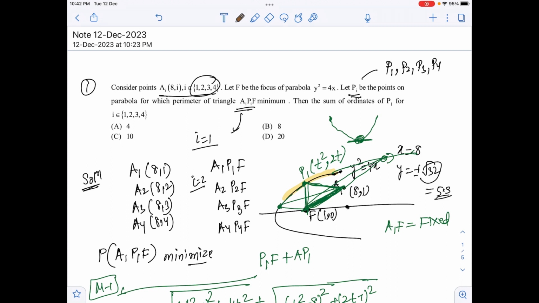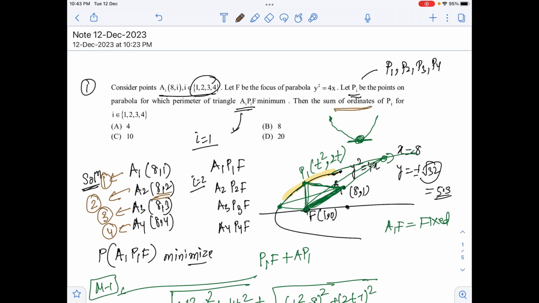So that's very interesting, because आप सेम आइडिया को रिपीट कर सकते हो दूसरे पॉइंट के लिए 8,2. तो फिर मिनिमम डिस्टेंस वाले केस में y कोऑर्डिनेट क्या आएगा, इसका 2 आ जाएगा. 8,3 के लिए मिनिमम डिस्टेंस वाले केस में y कोऑर्डिनेट 3 आ जाएगा. 8,4 के लिए मिनिमम डिस्टेंस 4 आ जाएगा. 8,1 के लिए 1 है.